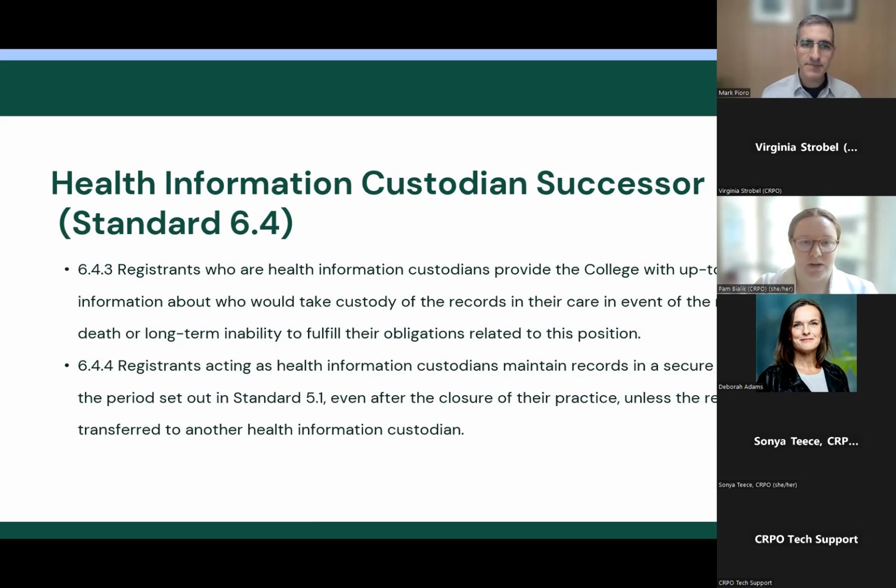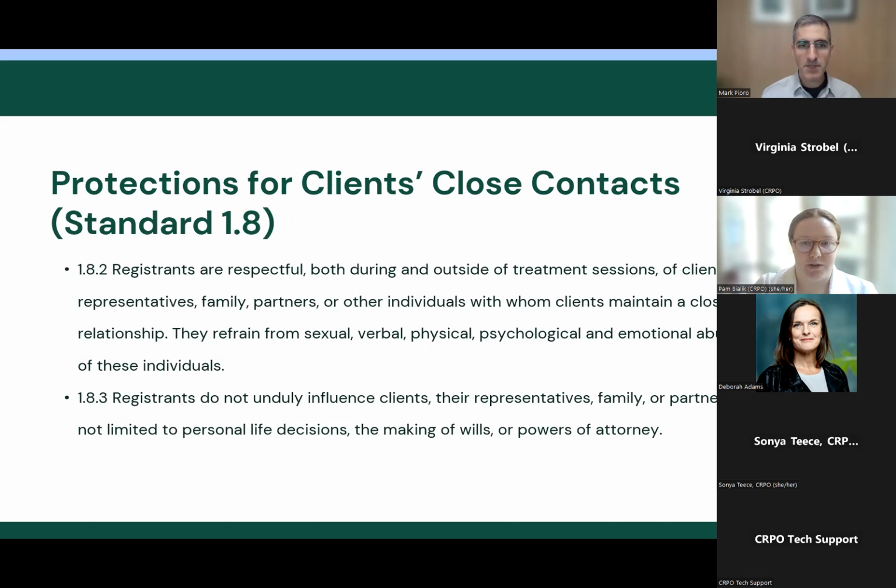Moving on to Standard 1.8, it has been expanded to include protections against abuse and undue influence for clients' representatives, family, partners, or other individuals with whom the client maintains a close personal relationship. The reason we have decided to expand these criteria is because a power differential still very much exists between these individuals and a therapist that could be exploited.